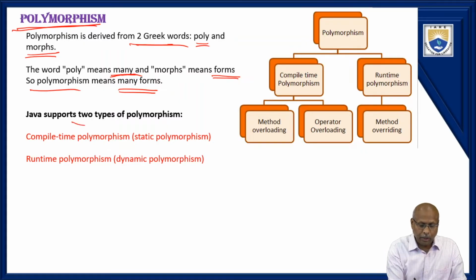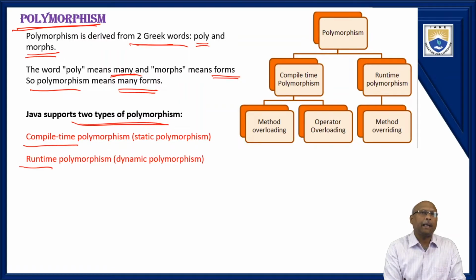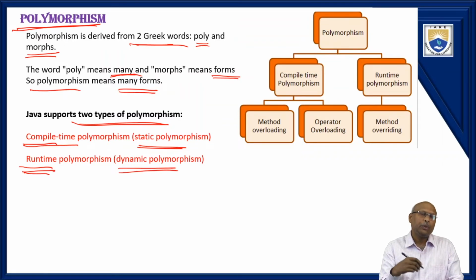So Java supports 2 types of polymorphism. One is compile time polymorphism, second is runtime polymorphism. Compile time polymorphism is also known as static polymorphism, and runtime polymorphism is known as dynamic polymorphism. So either statically or dynamically you can implement polymorphism in Java. So Java supports 2 kinds of polymorphism.